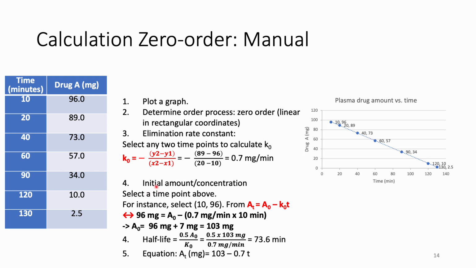The next step, I will calculate the initial amount of drug in the plasma. I select a time point from here. Beyond time points 1 and 2, I can select any time point to calculate A0, using the equation At equal to A0 minus K0 t. For example, I pick this one because I feel it is closest to 0 here and closest to the line.